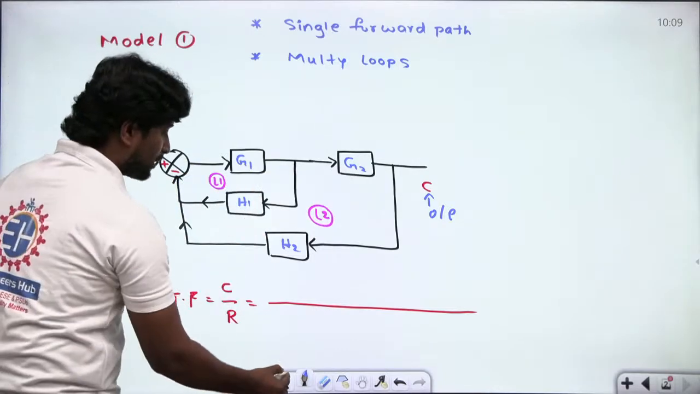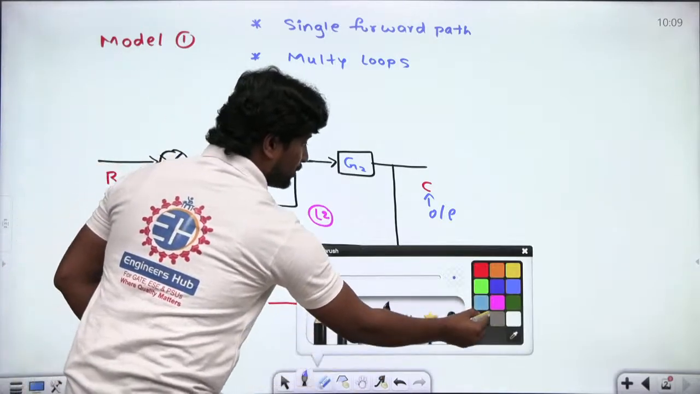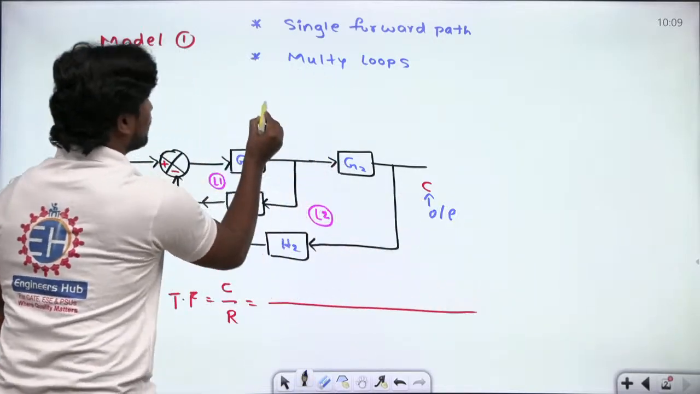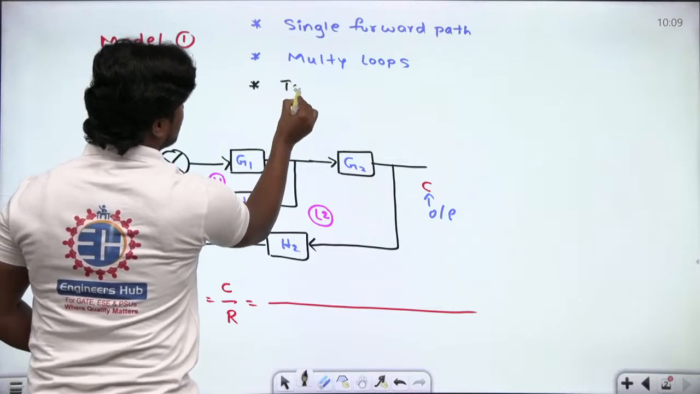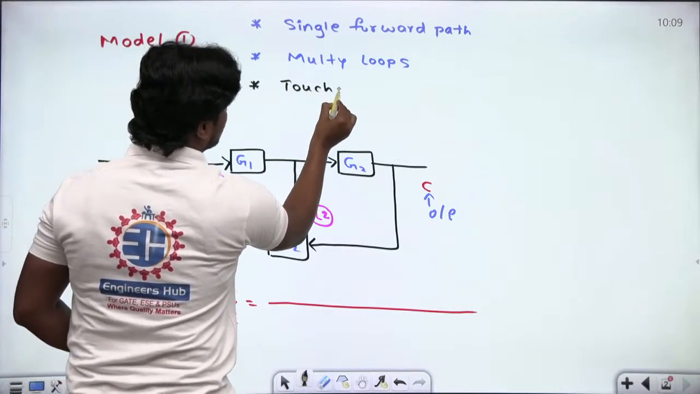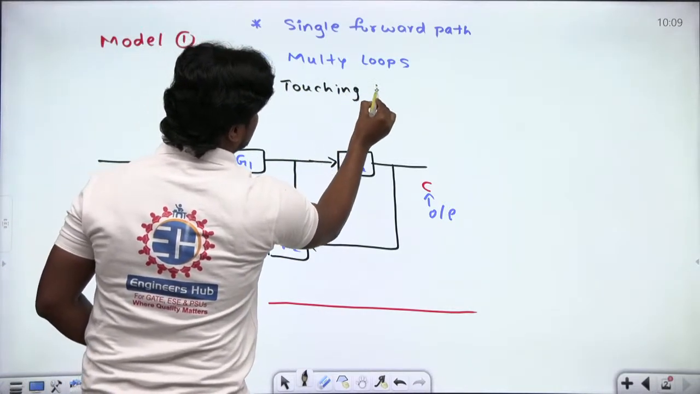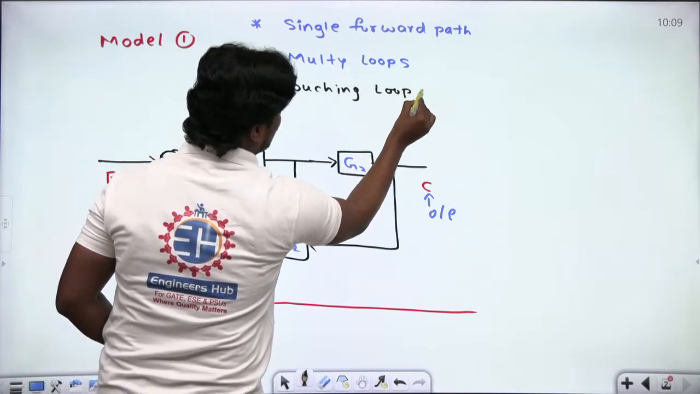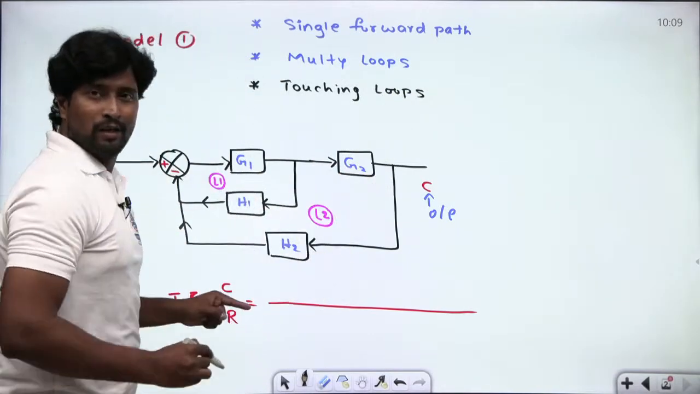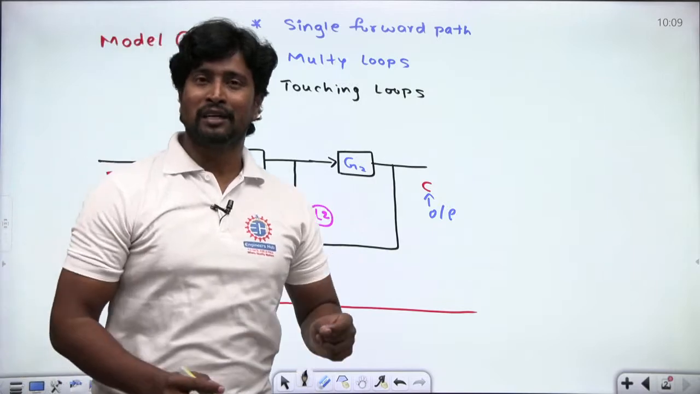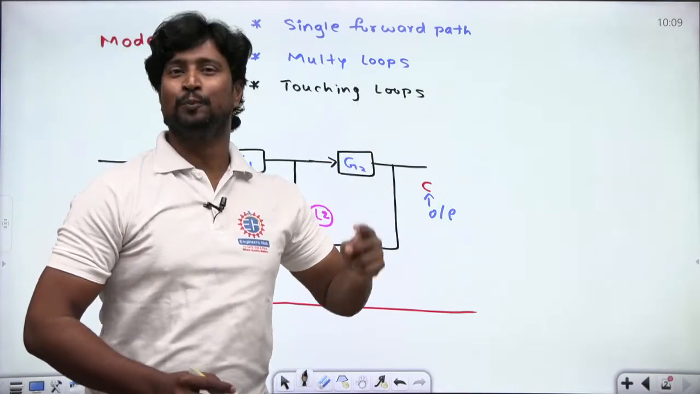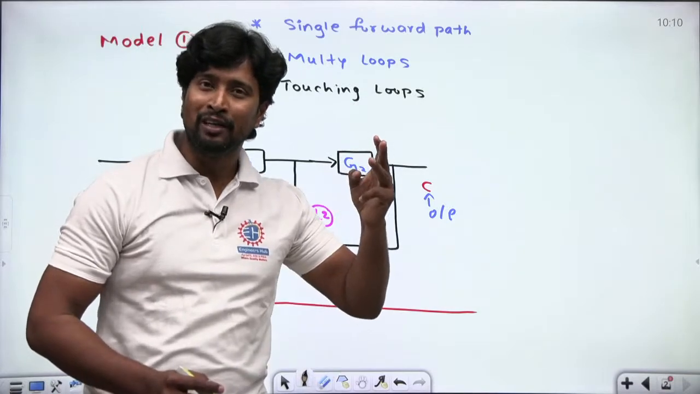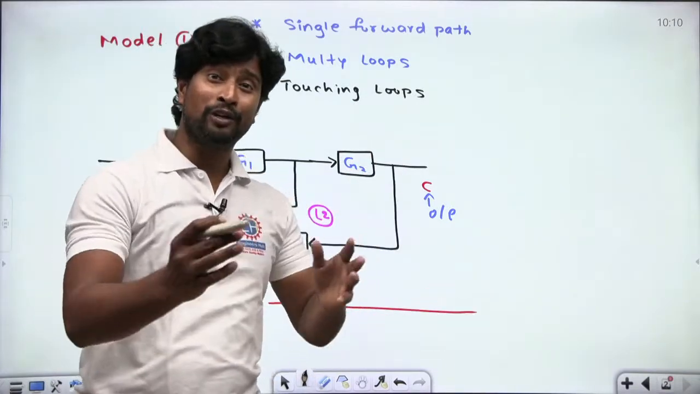So what can you understand here? Here both are touching loops. All loops are touching. Touching loops. Guys, listen carefully. Model number one diagram contains a single forward path and multi loops, and both loops are touching.